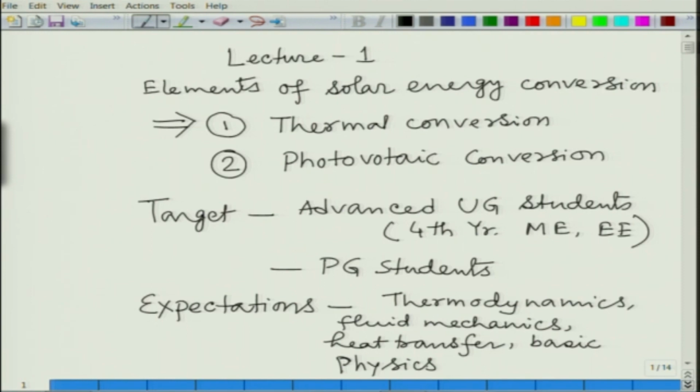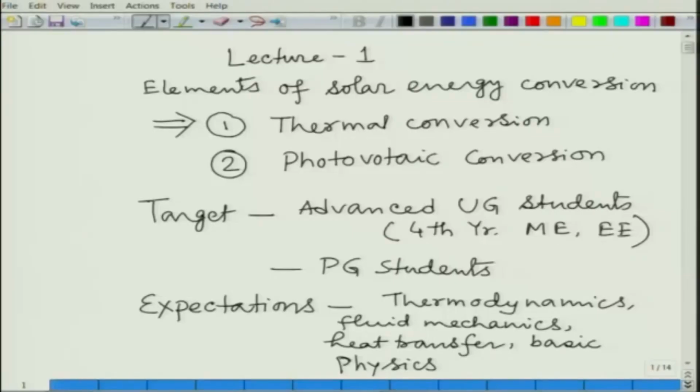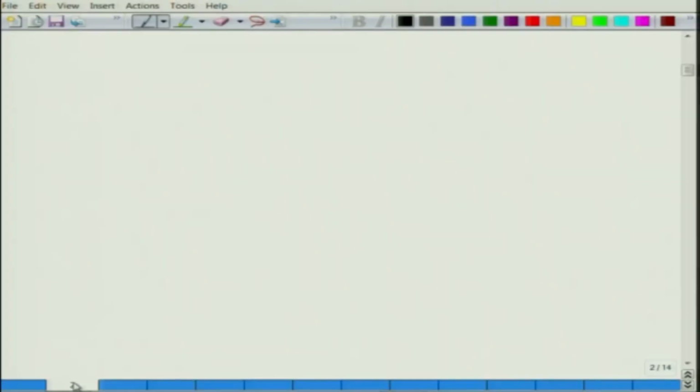This kind of background I am looking for. So, before you start, you ensure that you have that background, then only you will be able to follow and enjoy the course. Okay. That is the fundamental principle. If you do not enjoy, then you will not be able to build that intuition that I am talking about. Okay.